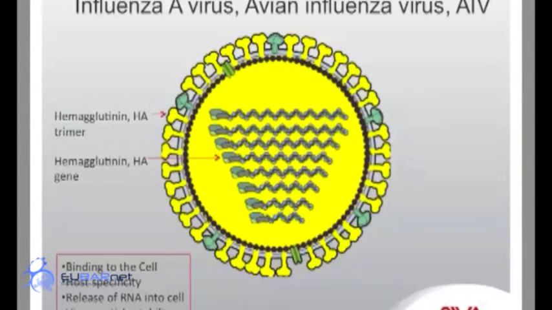The important properties of the hemagglutinin are that it accounts for the binding to the cell. It gives you the host specificity, and it is also important for the release of the RNA into the cell. Another important thing for us here is that it has to do with the stability of the virus particle, as you might imagine, since it covers the whole particle. So this is a very important protein for the general properties of avian influenza.